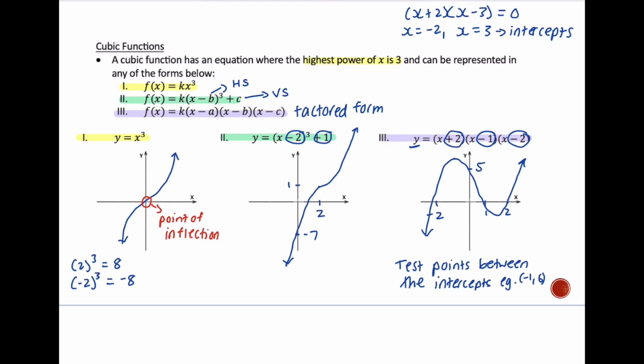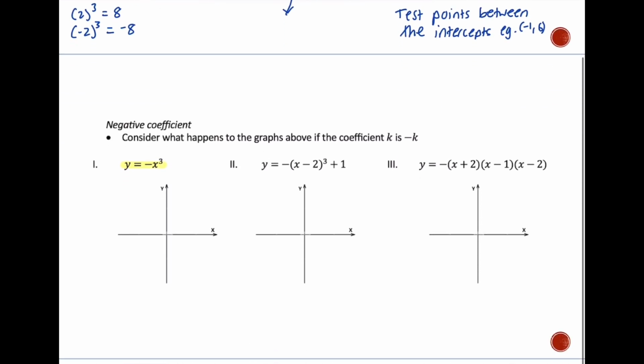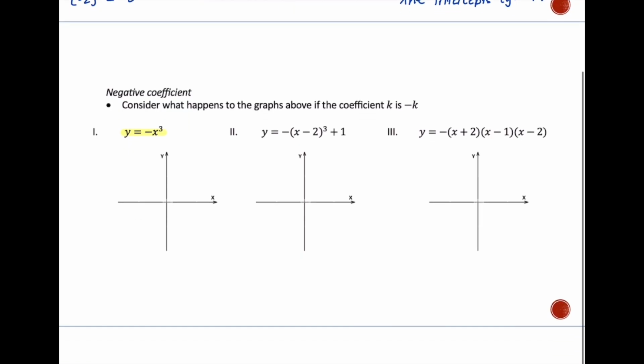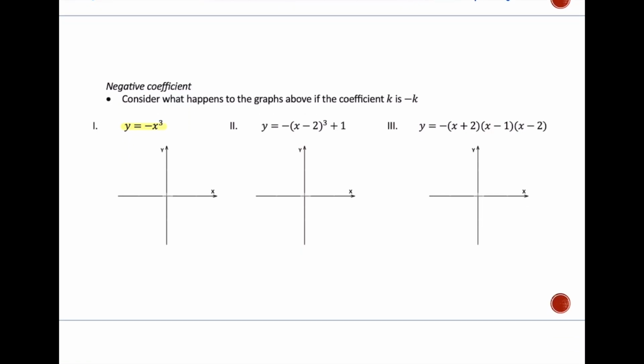This next part looks at what happens if I have a negative coefficient. If I think about what the negative is doing, it's basically saying take all of your y values and switch the signs around. So I end up reflecting over the x-axis. Here I end up with a graph that has the same shape as our y equals x cubed, but I'm actually going the other way around.